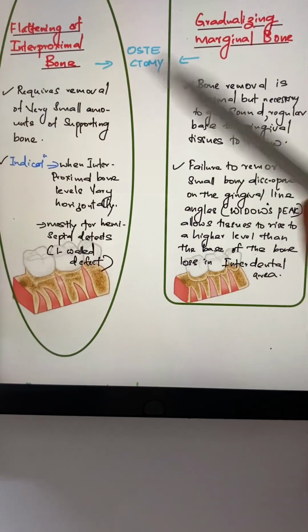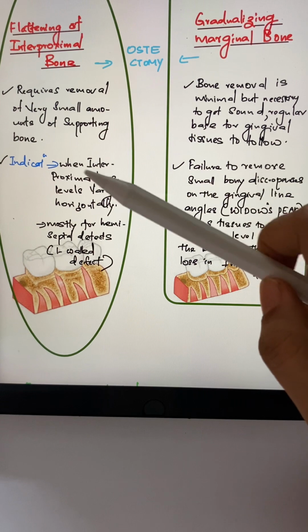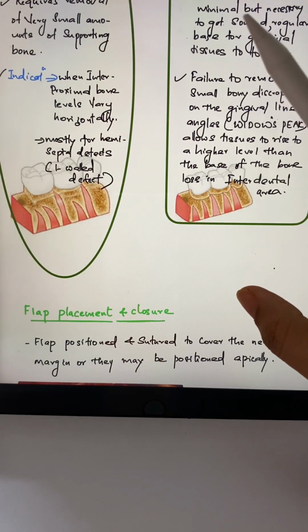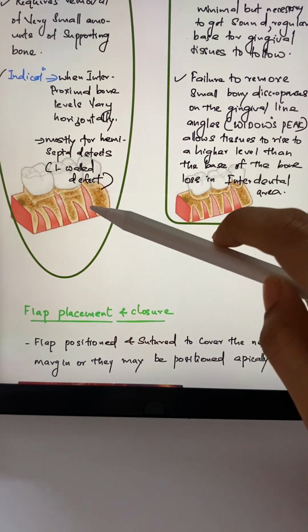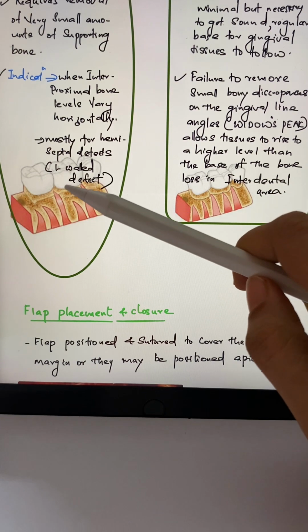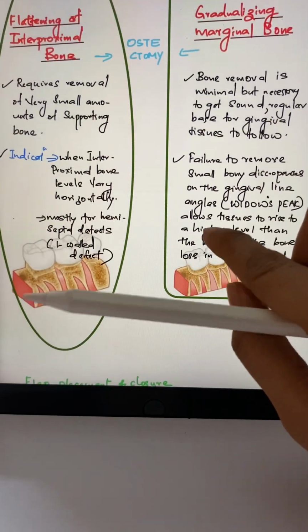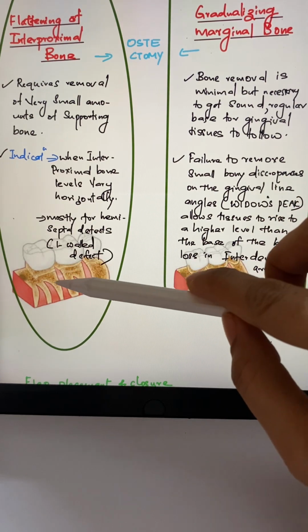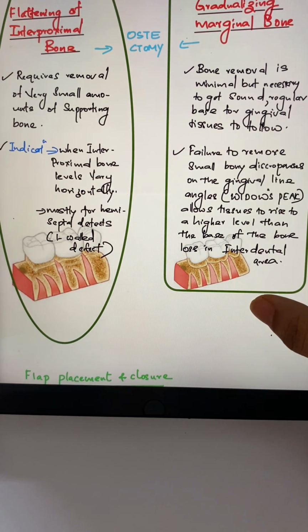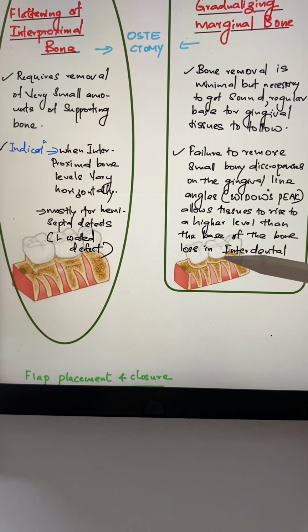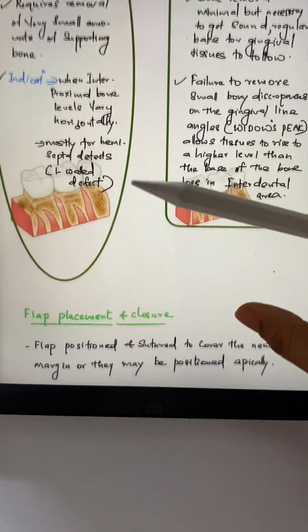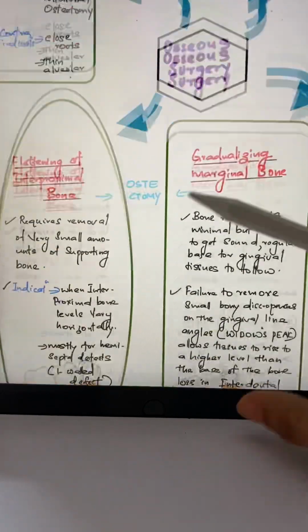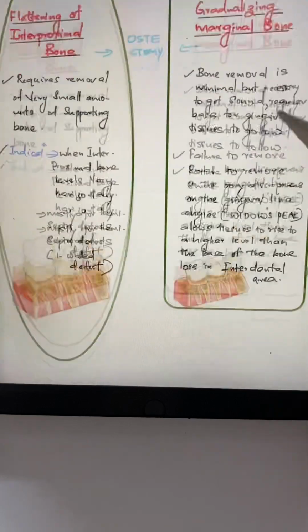That means flattening of the interproximal bone. This requires removal of a very small amount of the supporting bone, and this we need to do in conditions like where the interproximal bone levels vary horizontally, and mostly for hemiseptal defects or the one wall defect. In these cases, we have to do the flattening of the interdental bone. And the last step is gradualizing the marginal bone. Here the bone removal is minimal but necessary to get a sound regular base for the gingival tissues to follow. So these are the 4 steps of the osseous surgery.